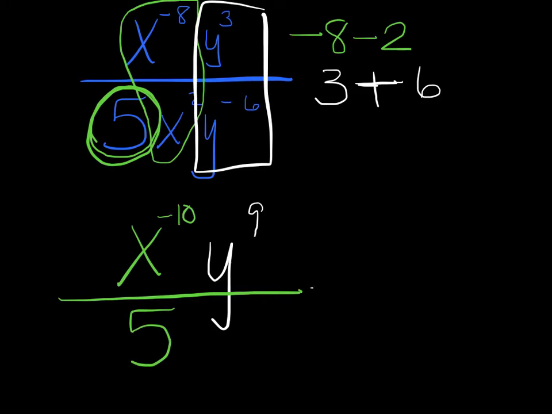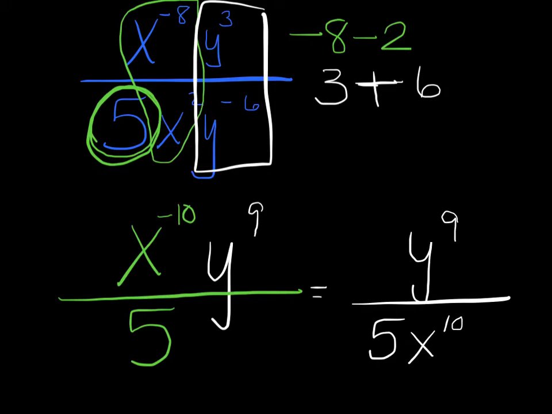Now I can say, can I rewrite this any other way? Well, this guy has a negative exponent, so it can also move to the bottom. So I end up with y to the 9th over 5x to the 10th. Hopefully you got the same thing.